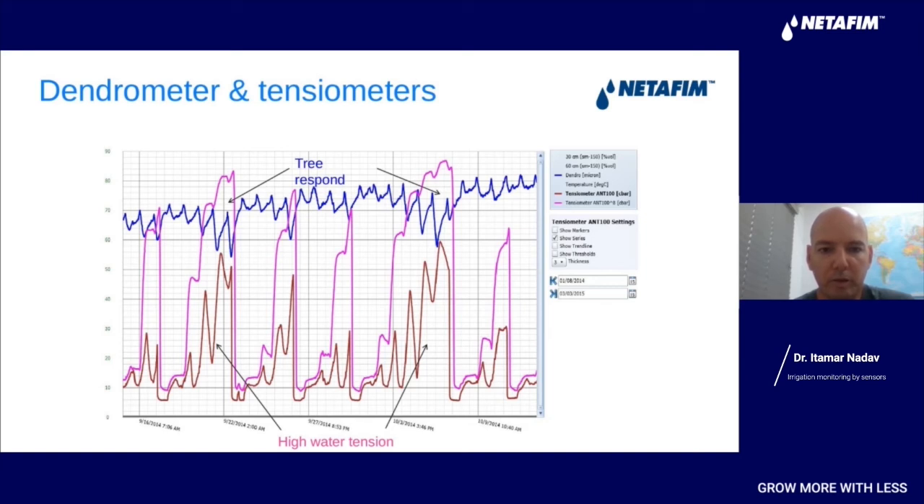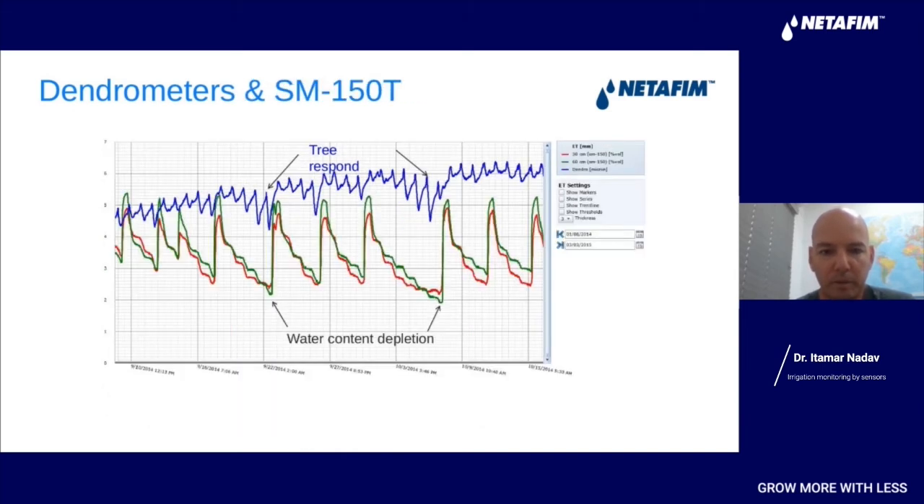And you can see that every time that there's some kind of a stress in the soil, the tree responded accordingly. And you can see that also with water content sensors, every time that the soil water content is decreasing, the plant is responding with higher MDS. And every time we irrigate and the water content is increasing, the MDS is back to normal values.